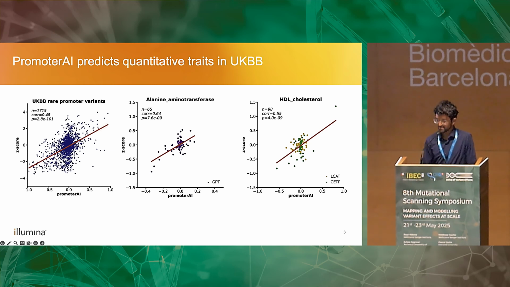And to take it a step further, we also show that if you look at HDL cholesterol levels and look at LCAT and CETP gene promoters, you'll see a fair correlation between promoter AI scores in these promoters and the HDL cholesterol levels. This is just to show the impact of understanding variants outside of the coding genes, and hopefully this will get more people to be sequenced.